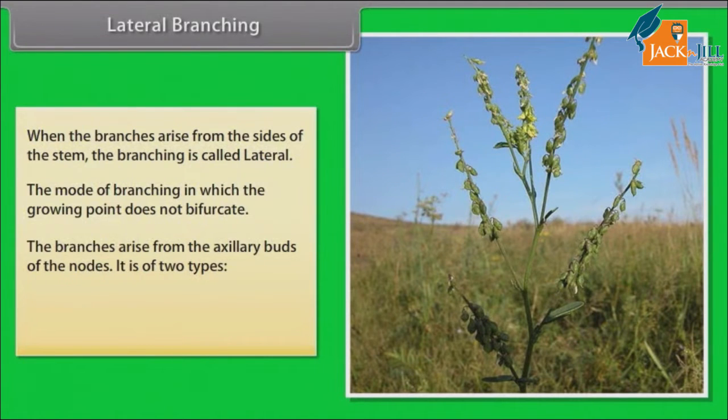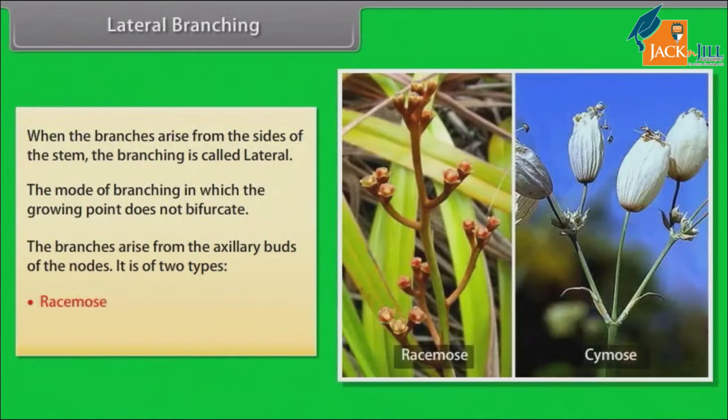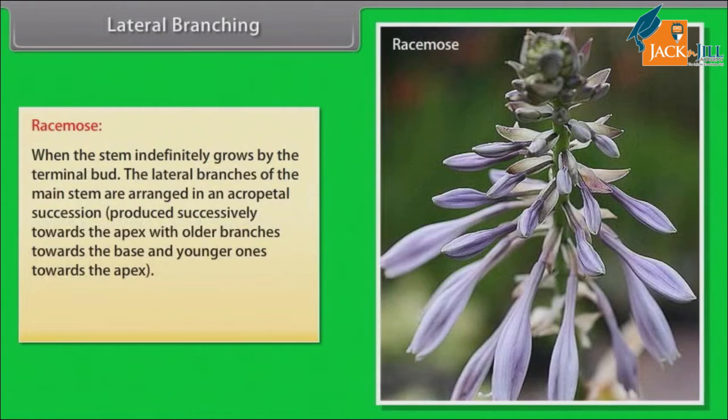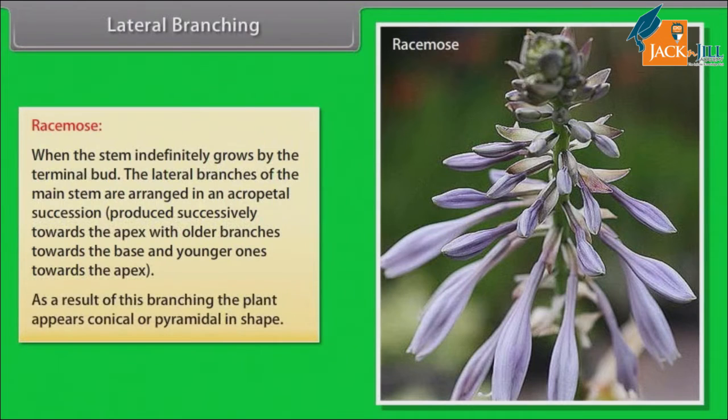The branches arise from the axillary buds of the nodes. It is of two types: racemose, cymose. Racemose. When the stem indefinitely grows by the terminal bud, the lateral branches of the main stem are arranged in an acropetal succession, produced successively towards the apex, with the older branches towards the base and younger ones towards the apex. As a result of this branching, the plant appears conical or pyramidal in shape.